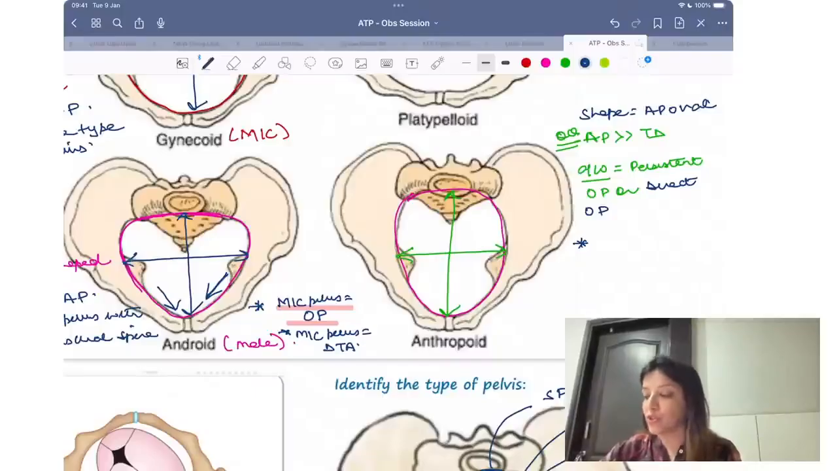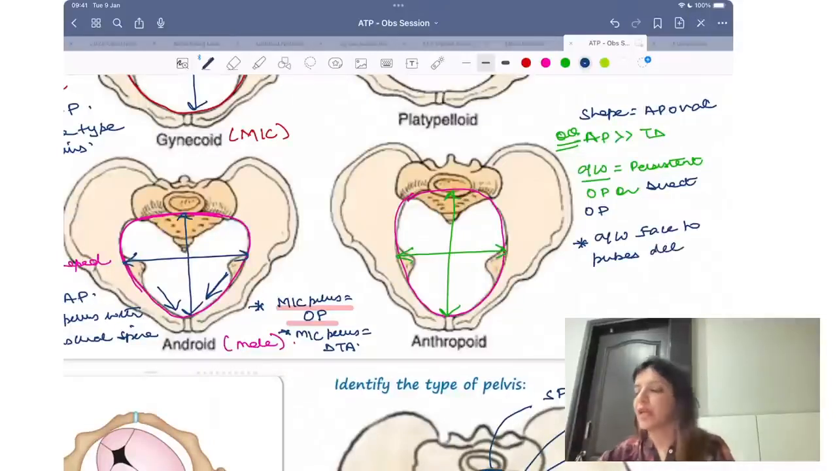Next, this is the pelvis which is associated with face to pubes delivery. Excellent. All of you were saying right, face to pubes delivery. Right, so these are the points which you have to remember about anthropoid pelvis.